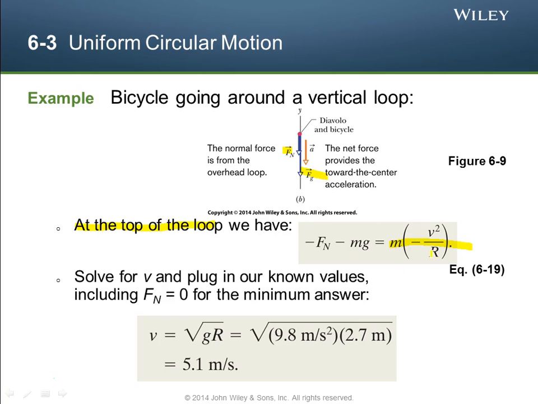Now we're saying these are all negative because we're just assuming that down is negative and up is positive. And so we can solve here for the velocity, based upon, what is the minimum velocity we need to keep the circular path? Well, the minimum velocity would be when our normal force decreases down to 0. And so v is just going to be the square root of gr. So with a radius of 2.7 meters, and on Earth with gravity of 9.8, we would need to be going 5.1 meters per second in order to make it to the top of that loop without falling.